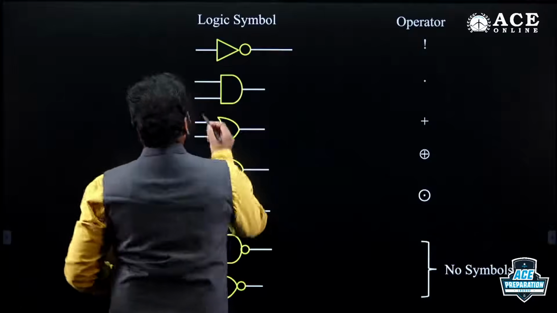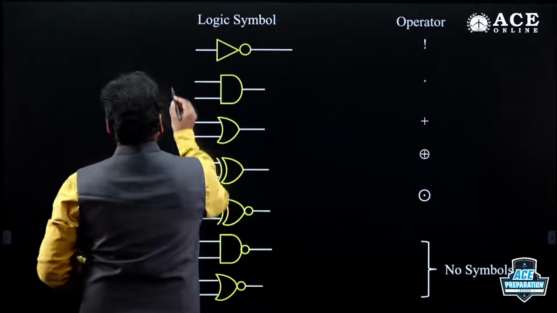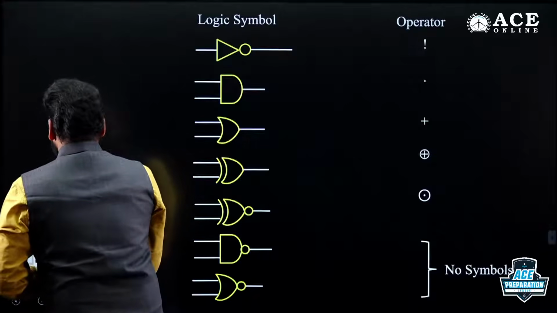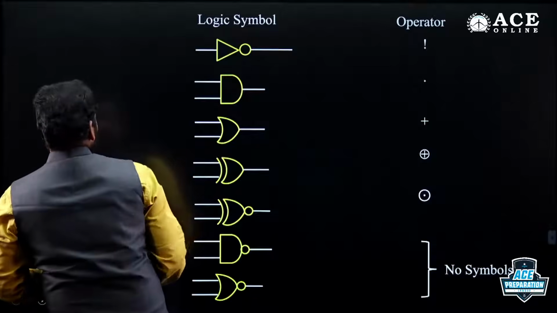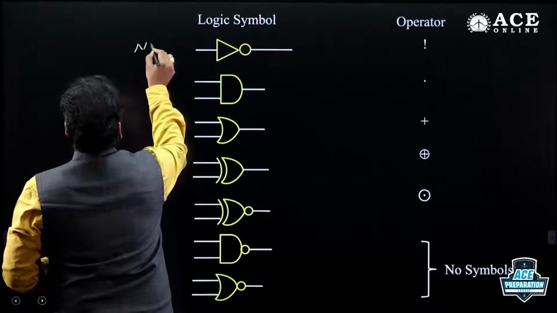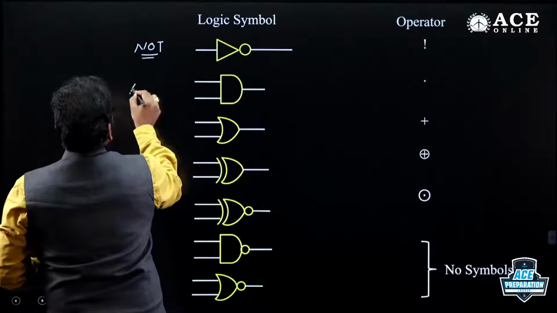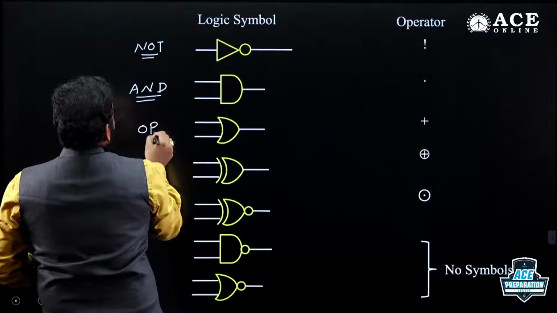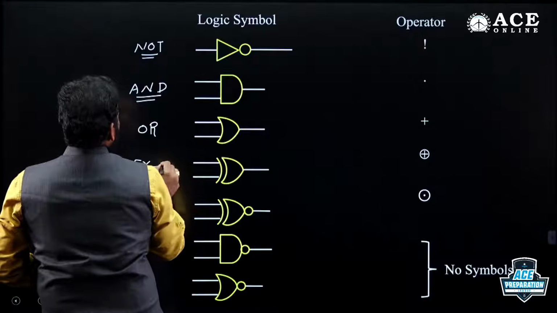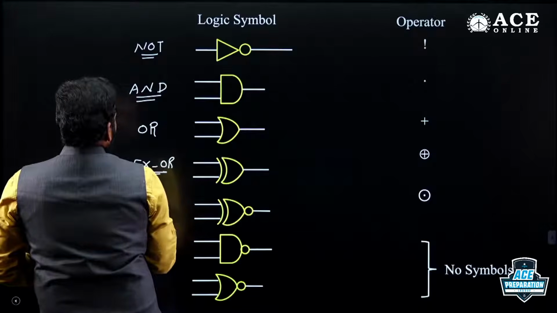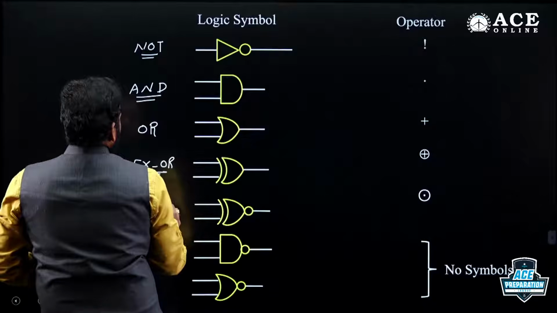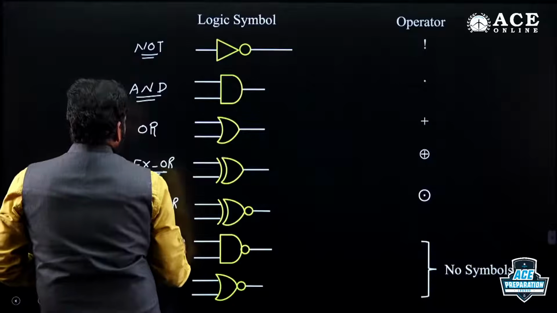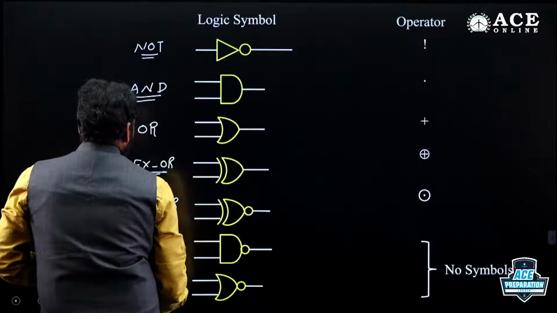This is the NOT gate. Just recall these basic things only. AND gate, OR gate, exclusive OR gate. We'll discuss them one by one. Exclusive NOR gate, NAND and NOR gate.